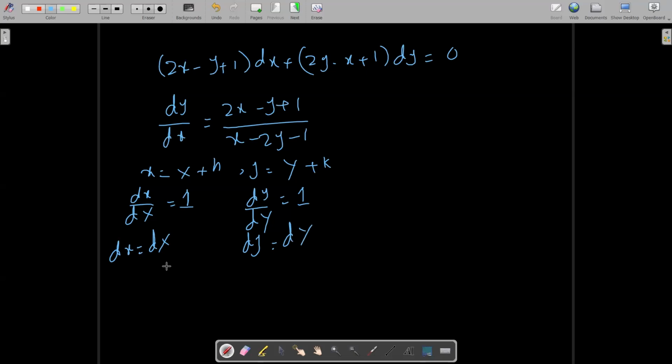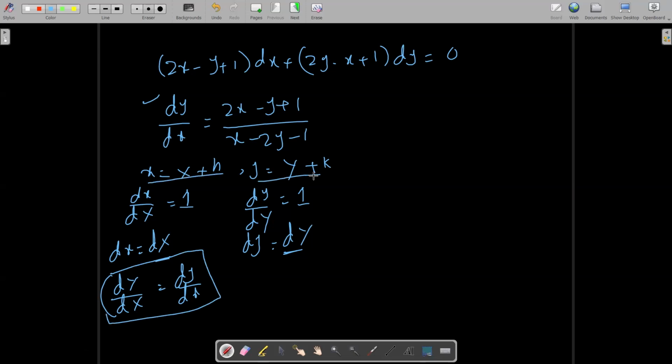Now, if you divide both equations, left with left and right with right, it's going to be capital dY over capital dX. It means small dy by dx is equal to capital dY by dX. So we can replace this dy by dx with this one. Got it? So this is our substitution. We're going to plug this in along with these two equations.